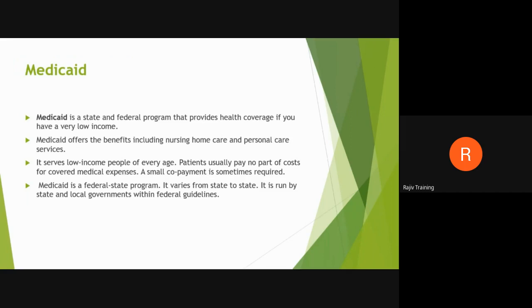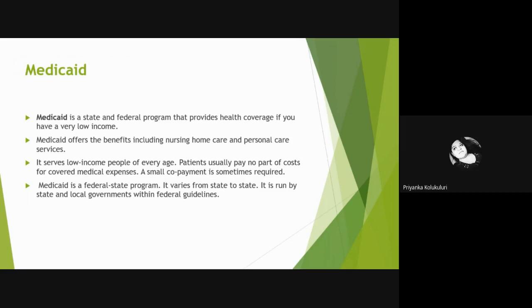Now, Medicaid is a federal state program, and it varies from state to state. It is run by state and local governments within federal guidelines. Meaning, it may work in a different manner in different states, because these are mostly federal state programs, and there might be changes across states. They can define their own things. Makes sense. Any questions here?